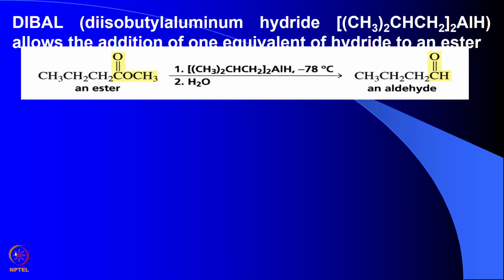We can use some other hydride transfer reagent like DIBAL, which is called diisobutyl aluminium hydride, and the formula is given here. This also is a hydride transfer reagent, and this reaction is conducted at a very low temperature, minus 78 degrees centigrade. And what we see is that this ester is reduced to an aldehyde in this reaction.